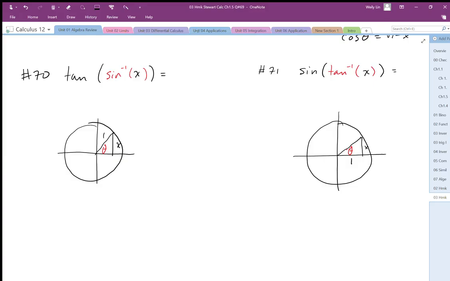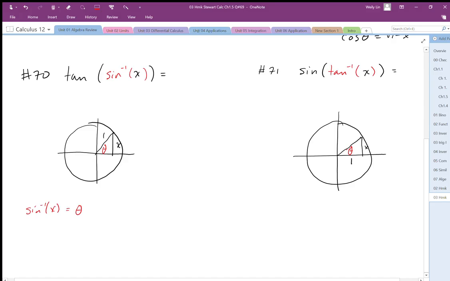So if I were to draw the picture of this, this is what the picture looks like. x is the sine ratio, so x over 1 is the same as x. So I've drawn the x over 1 ratio in the picture. The arc sine of x is really the angle theta. So I'm just going to draw that in. So the arc sine of x really is the same as the angle theta. So really what I'm being asked for is, what is the tan of theta?